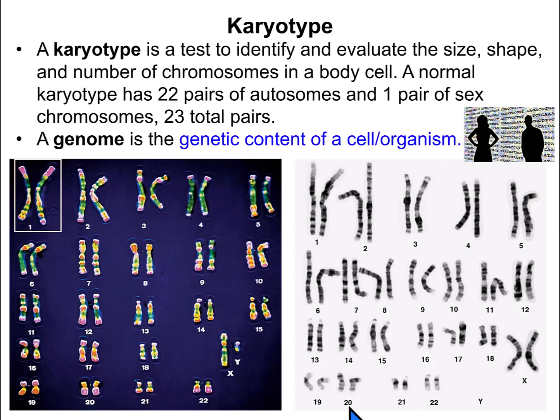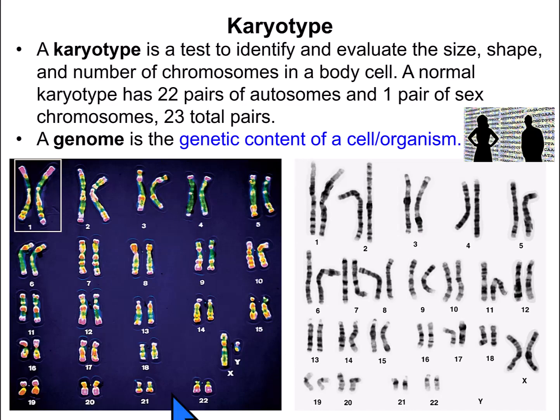A karyotype is a test to identify and evaluate the size, the shape, and the number of chromosomes in a body cell. A normal karyotype has 22 pairs of autosomes and 1 pair of sex chromosomes to give you 23 total pairs. And the genome is the genetic content of a cell or organism.